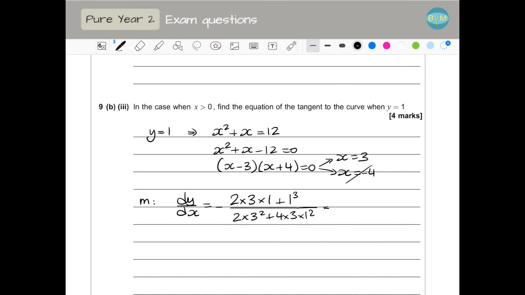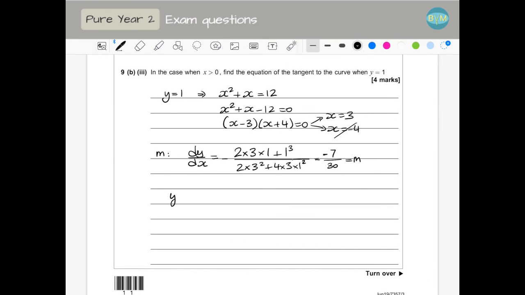So this is equal to 6 plus 1, 7, with a minus at the front. Minus 7 divided by 2 times 9 plus 12. This is 1 squared. It looks like 12, but this is 1 squared. And this is 30. So this is the gradient, and I know the point. So I'm going to write y minus the y of the point, which is 1, equals the gradient, minus 7 over 30, times x minus the x of the point, which is 3. And this is the equation of the line.